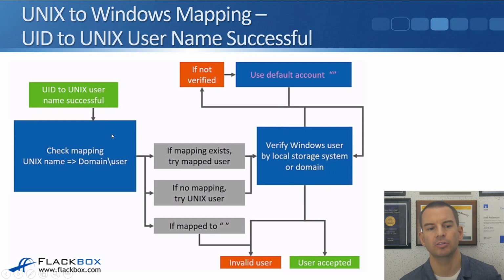So if the UID to Unix username is successful, it's going to be very similar to what happened with the Windows client. First up, the ONTAP system will check for a mapping from the Unix name to the Windows domain user. Again, this is a Unix user trying to access a file or folder which has got Windows NTFS style permissions on there.